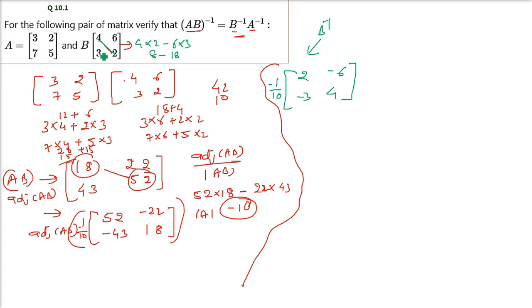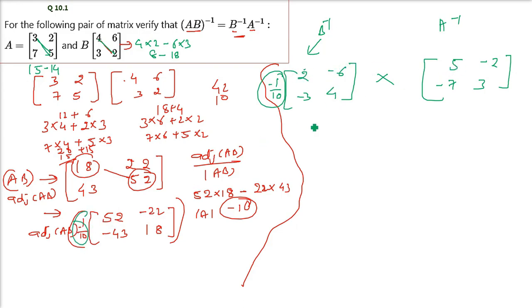Now coming to A inverse. This is 3 and 5, you need to exchange the places, and then change the sign of 7 and 2. So 5 and 3 have exchanged, minus 7, minus 2. So this is the adjoint of A. Now the determinant of this will be 5 into 3, 15, minus 14, it is going to be 1. So even if you divide it by 1, it won't affect. The adjoint of A is actually the A inverse, because the determinant is 1.